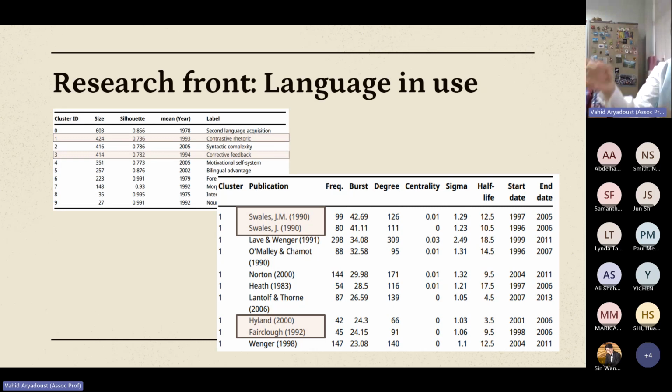Which is actually a very good point, because cluster 1 here is supposed to be contrastive rhetoric, but we decided that it was more reflective of language in use theories that are around. So that's a very good example of how the data mining labels might not be 100% accurate.